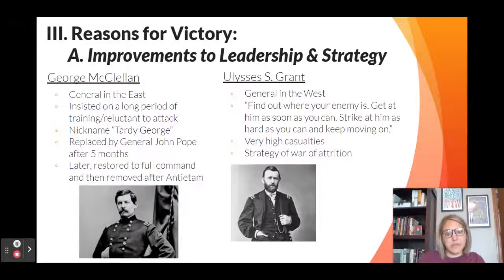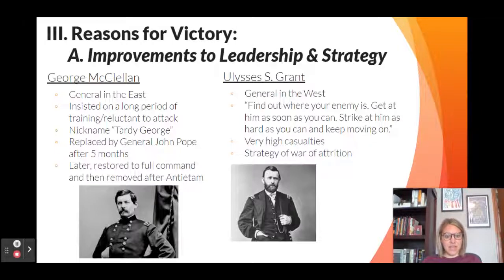So now a recap of our reasons for victory. We see significant improvements to leadership and strategy when Lincoln goes from George McClellan as the major commander to Ulysses S. Grant being the major general commander. And so one of the issues with McClellan was that he wanted very long training periods and he was very reluctant to attack. In fact, his name was Tardy George. After just 5 months, he was replaced and then restored to a full command. Then after his failure to completely wipe out Lee after Antietam, he was removed again.